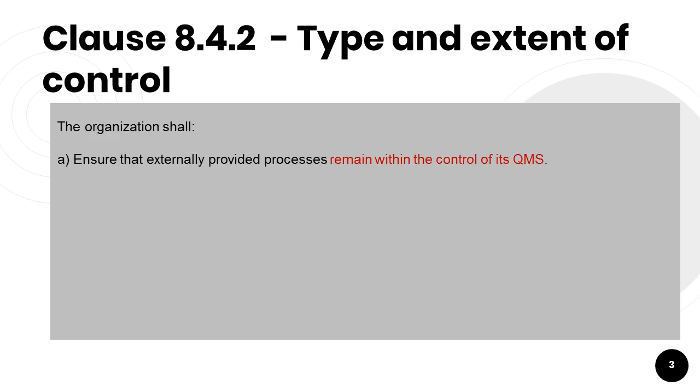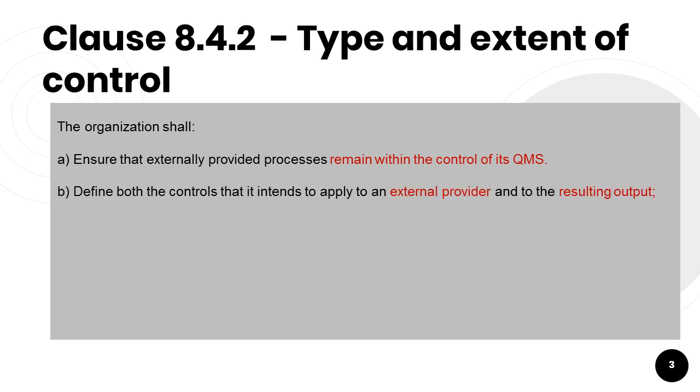Clause 8.4.2 explains the requirement for the type and extent of control. This clause requires a close analysis on how the external providers affect your success. The external providers should not have an adverse effect on the organization in delivering conforming products and services to the customer. There are 4 sub-requirements in defining the type and extent of controls. The first requirement is the organization shall ensure that externally provided processes remain within the control of its quality management system, which is a bit obvious requirement to be met.